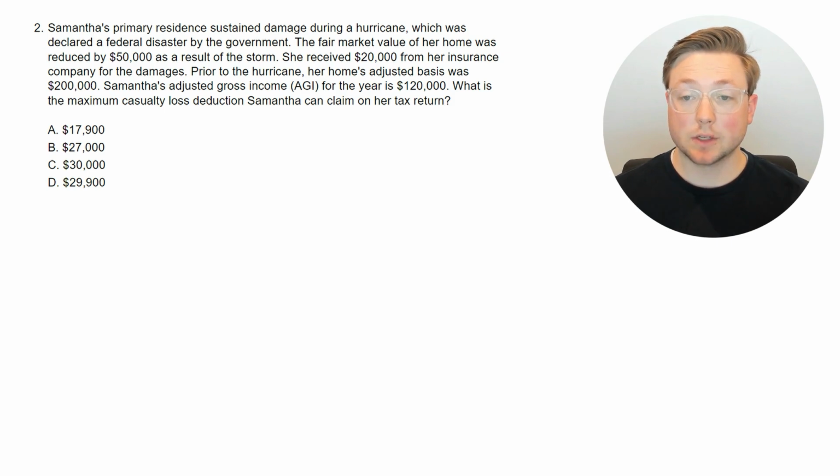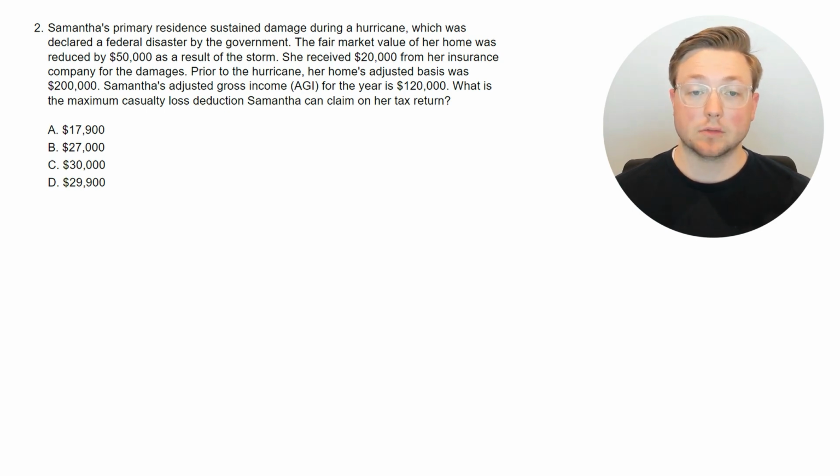She received $20,000 from her insurance company for the damages. Prior to the hurricane, her home's adjusted basis was $200,000. Samantha's adjusted gross income for the year is $120,000. What is the maximum casualty loss deduction Samantha can claim on her tax return?